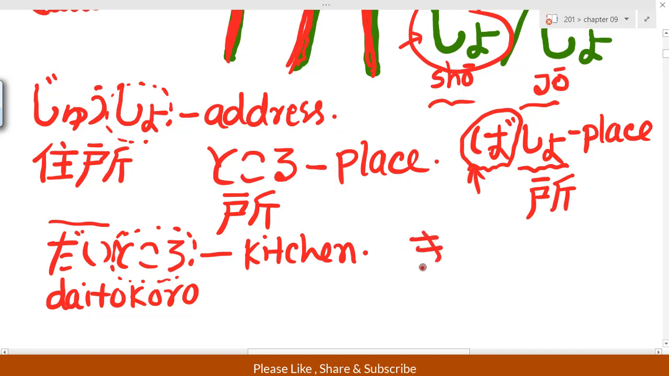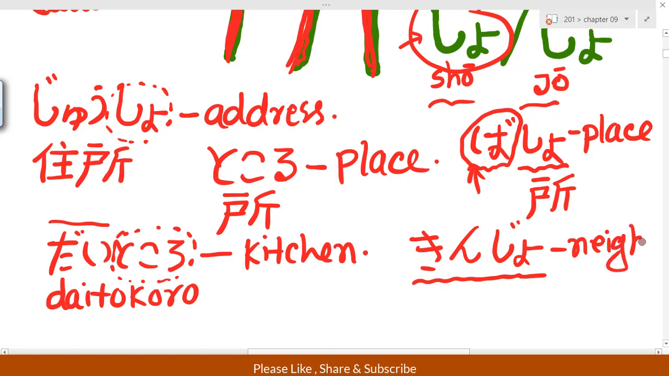Another word is kinjo. Kinjo means neighborhood, or protibeshi in Bangla. Neighbor, N-E-I-G-H-B-O-R, neighborhood. Kinjo, neighborhood. So here jo means place. Sho or jo. Kinjo. So this is the jo kanji.